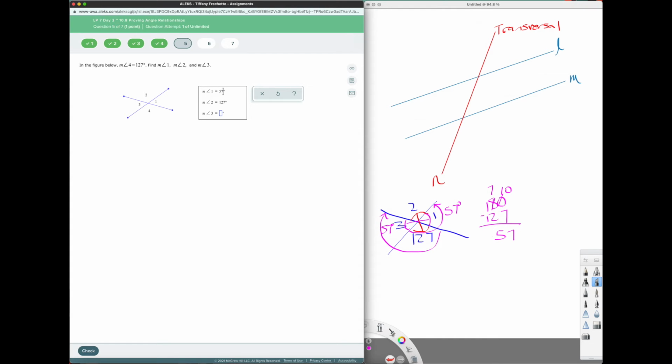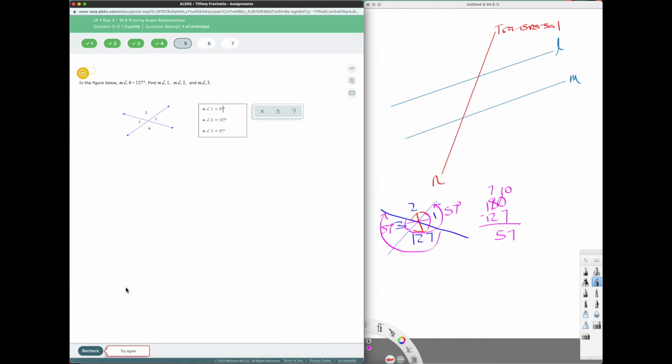And if for some reason you didn't use vertical angle to do angle 2, you could have done the supplements to go to either 1 or 3, and then done supplements again to go from 1 to 2 or 3 to 2. But vertical angles does not go away. It's very easy to use, and it's going to come up pretty often. So I would definitely get used to that one, because we're going to use it a lot.